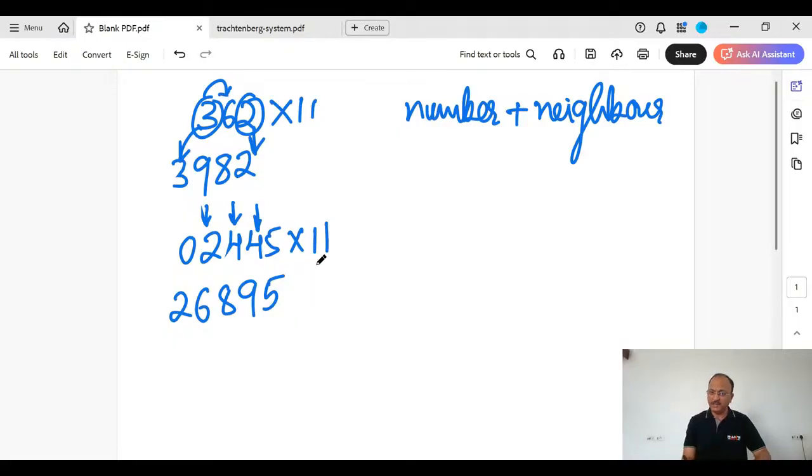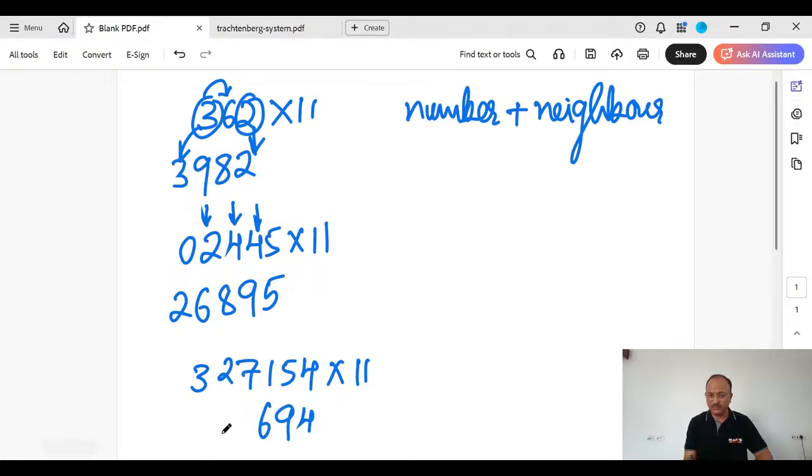Let's take a little bigger number. Suppose I want to multiply 327,154 with 11. Let's do it quickly. First number plus neighbor, 4 plus 0, 4. 5 plus 4, 9. 1 plus 5, 6. 7 plus 1, 8. 2 plus 7, 9. 3 plus 2, 5. And 0 plus 3, 3. Either you write 0 and assume as if there is a 0, or just write the last number here.